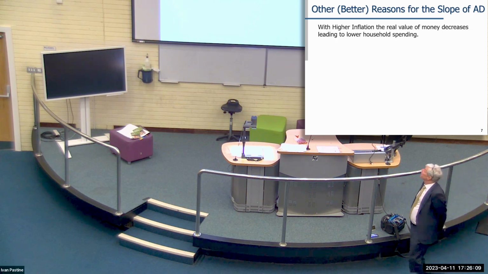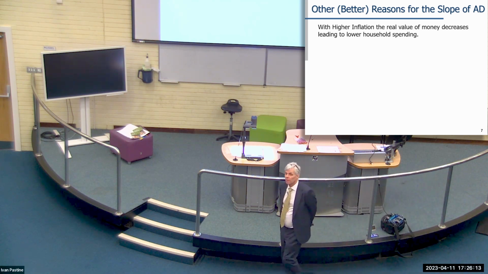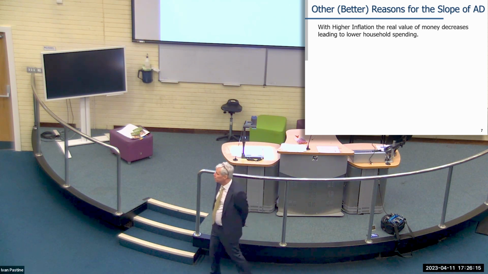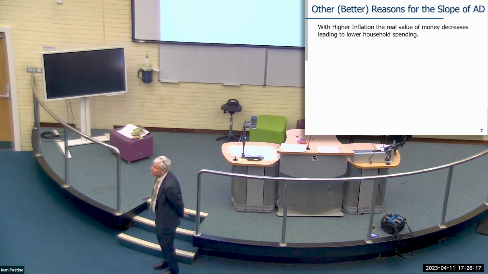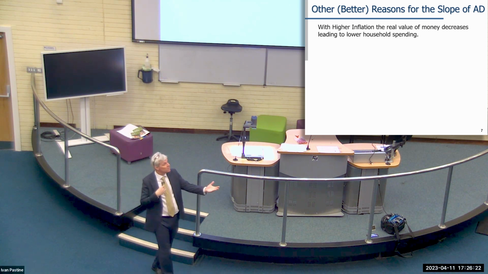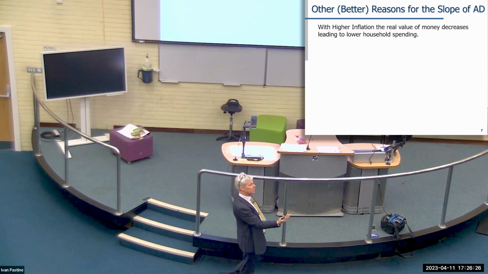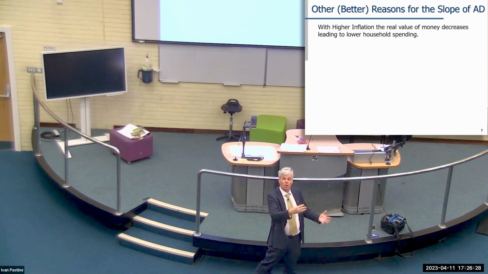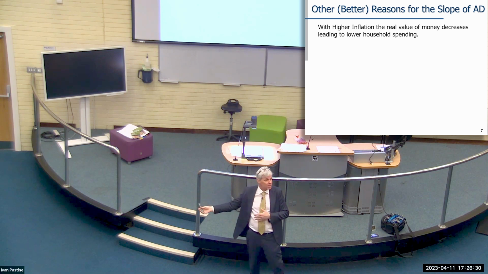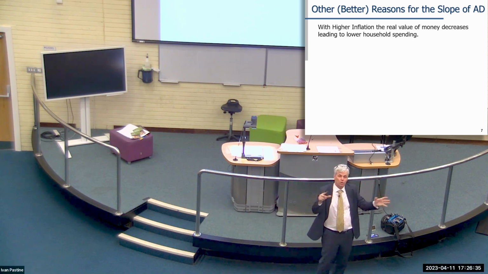With higher inflation, the real value of money decreases, leading to lower household spending. So our story here is that money is the stuff that makes purchases easy. It saves us from this barter situation where I need to find someone who wants an economics lecture so that I can eat. All I need to do is find someone who wants an economics lecture, and then I can find someone to sell me food as a totally separate issue. I don't have to do a swap in terms of food.